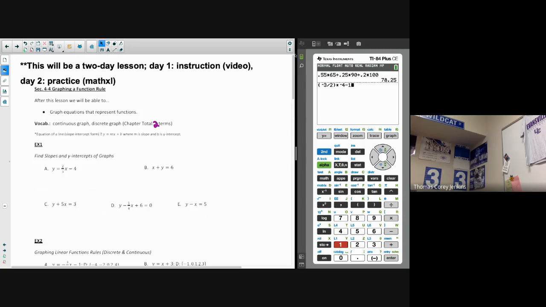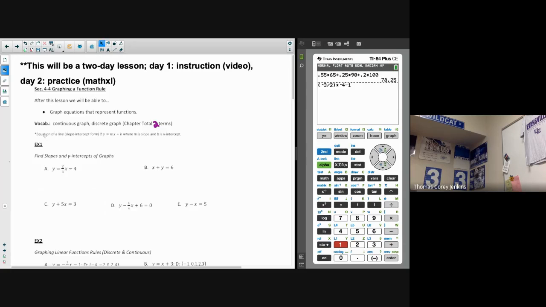So your learning target for 4.4 is we want to be able to graph equations that represent functions. All right, so we'll be looking at a lot of linear functions, which leads into next chapter, and even some nonlinear functions. Our vocab words are continuous graph and discrete graph. All right, so we'll talk about that. That might be a new idea for you.